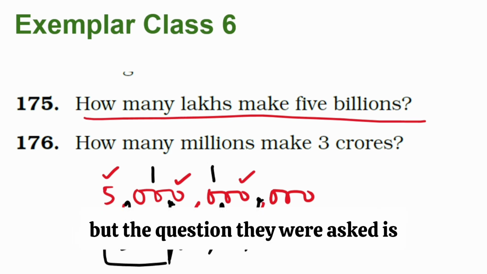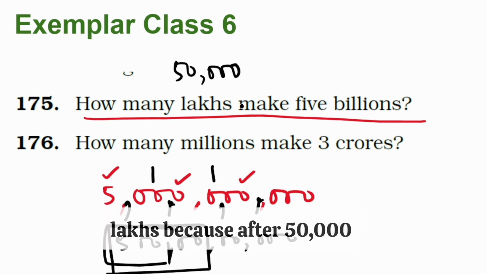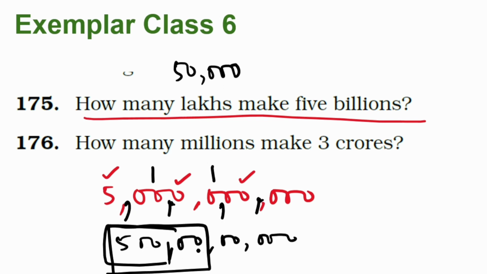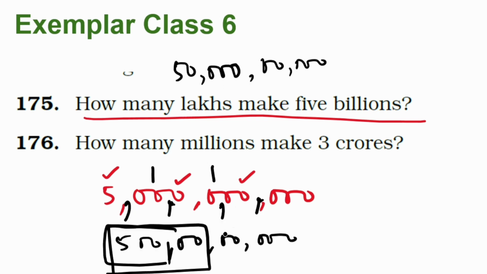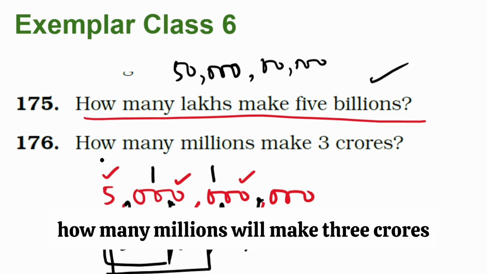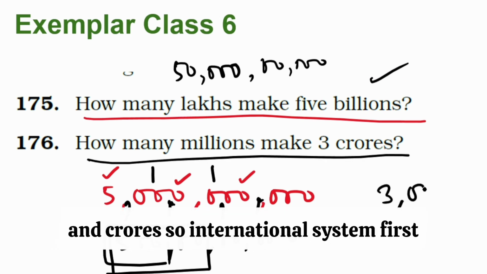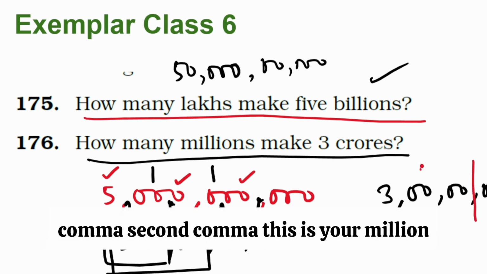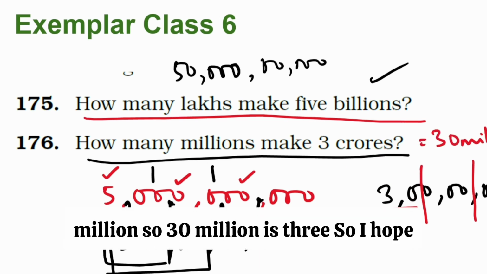But the question they've asked is how many lakhs? So we have to go up to lakhs. So 50,000 lakhs. Because after 50,000, we have 5 more zeros. 1, 2, 3, 4, 5. So this makes 5 billion. How many millions will make 3 crores? So we have to write 3 crores, 3 and for crores, 7 zeros. So in the international system, first comma, second comma, this is your million and this becomes 30 million. So 30 million is 3 crores.